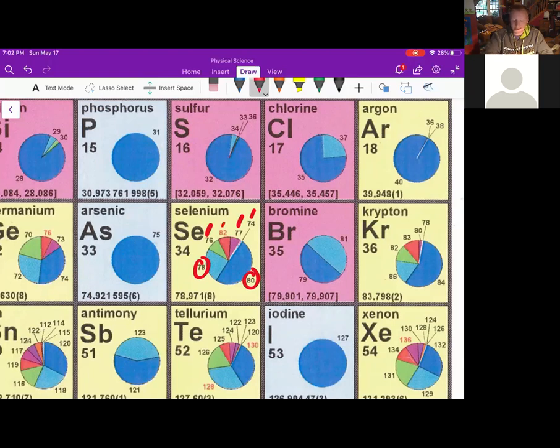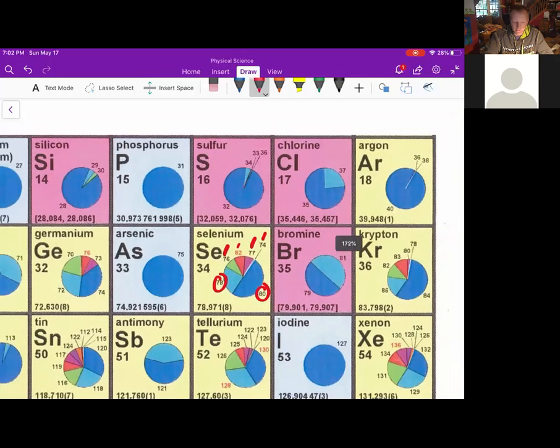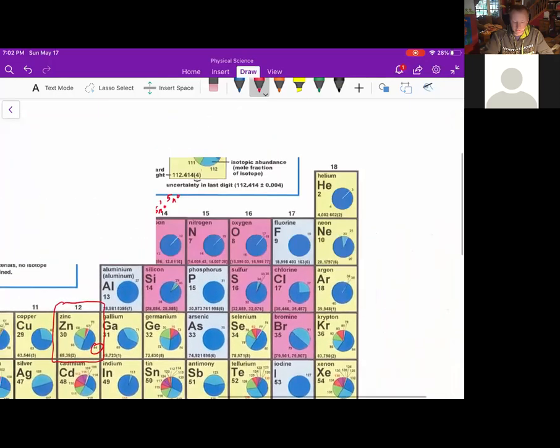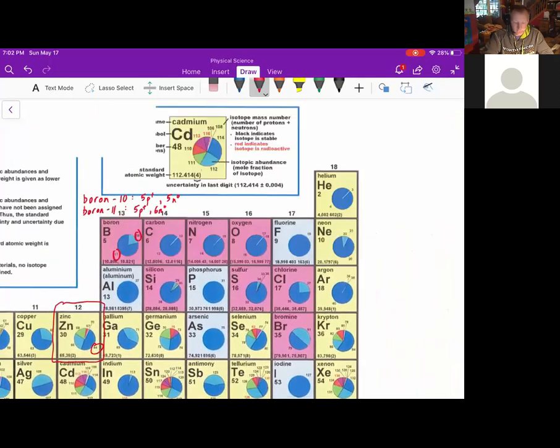But notice that that is red. And up here in our legend, right there, it says that red indicates the isotope is radioactive, meaning that although that 82 would be natural, it would also be radioactive. And that's just the color of the number that tells us.